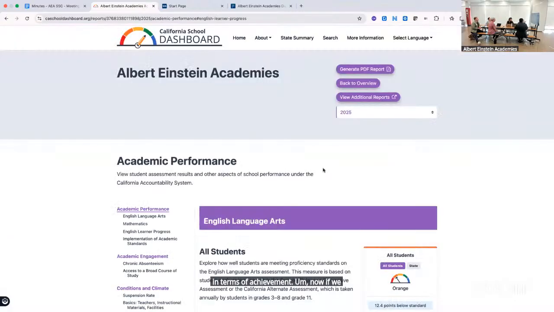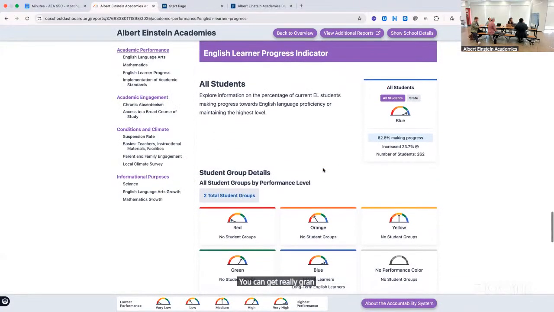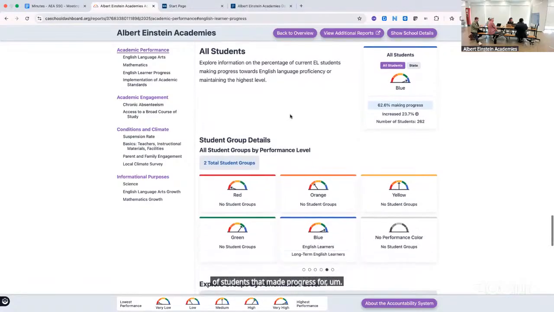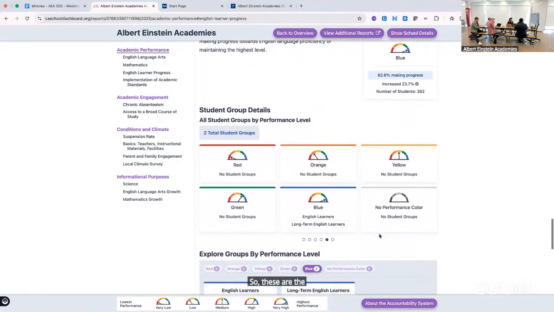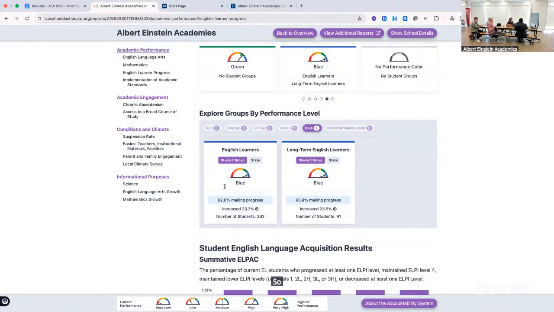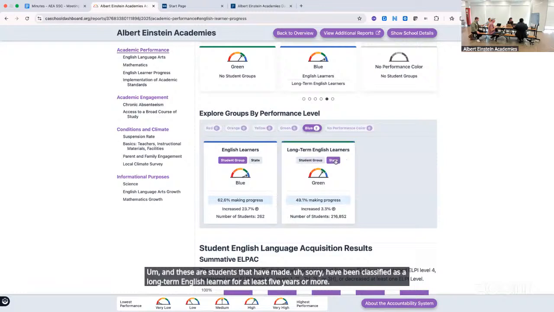Now, if we go to view more details, you can really get granular in terms of the different demographics of students that made progress for English Learner Progress. So these are the different groups. This is English learners and then long-term English learners. Even for our long-term English learners, actually an even better indicator. LTELs are students that have been categorized as English learners for 6 years or more. So a third grader would never fall in here. It's usually by sixth grade or later. These are students that have been classified as a long-term English learner for at least 5 years or more. And this is a comparison to the state.